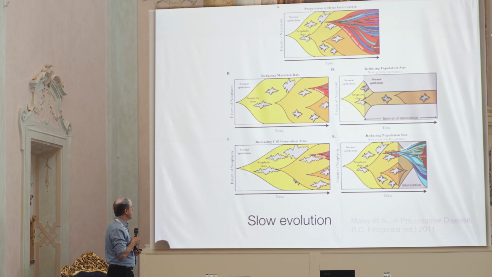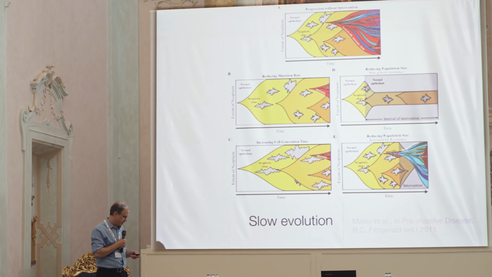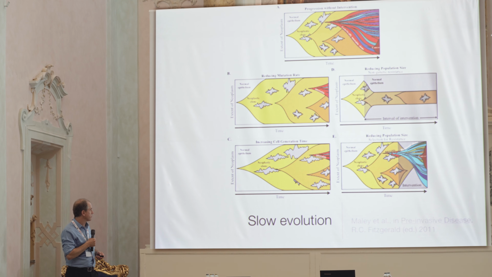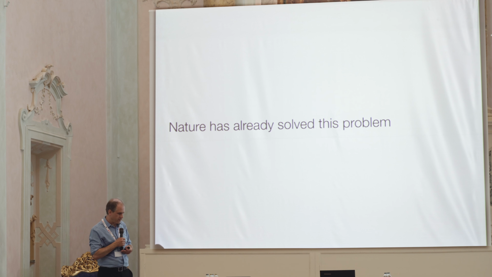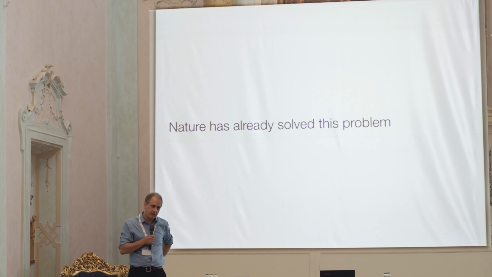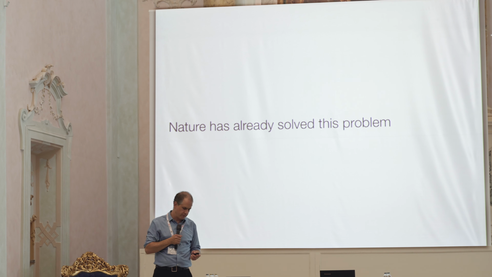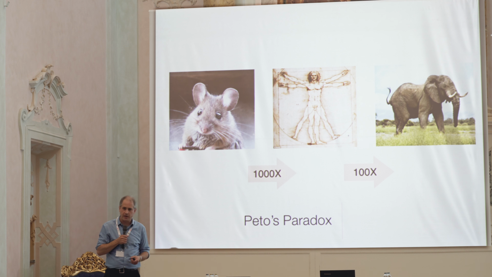Okay. I think I basically already said this, that there are different ways of slowing evolution by targeting the different parameters of evolution. Okay. I wanted to show you some fun stuff that we haven't really addressed yet, which is comparative oncology. And the point here is that evolution, in some cases, has actually solved this problem of cancer prevention before. And this brings us to Peto's paradox.